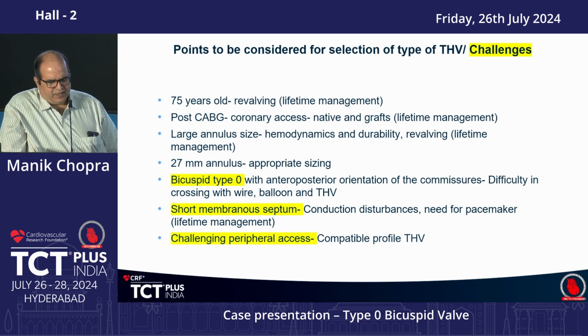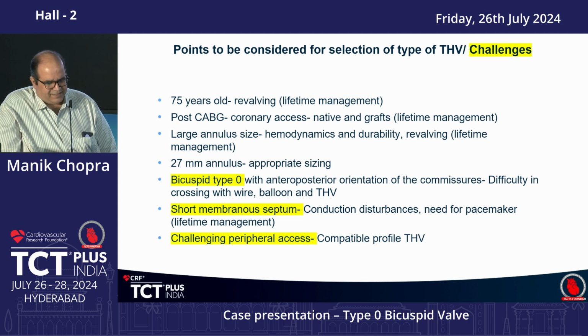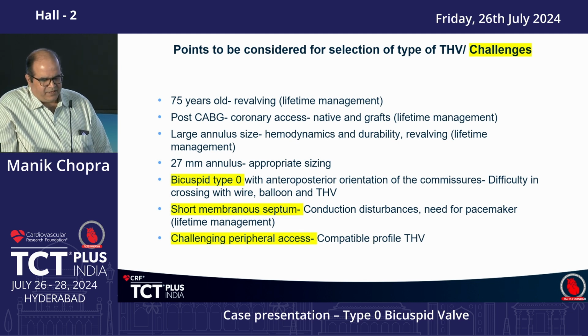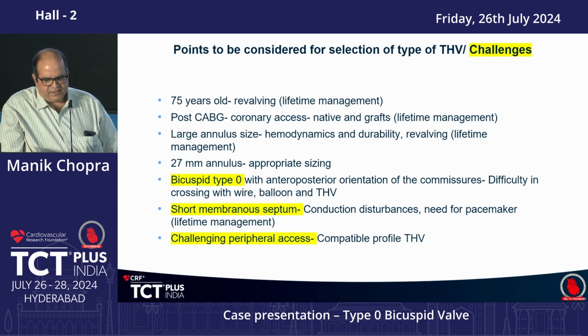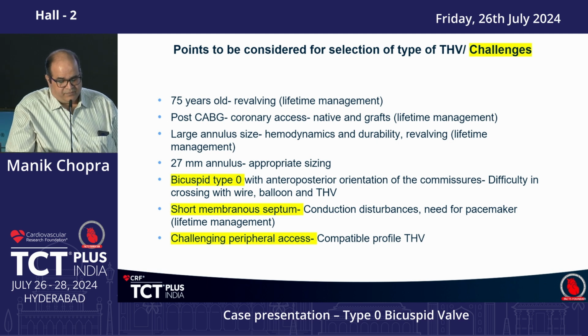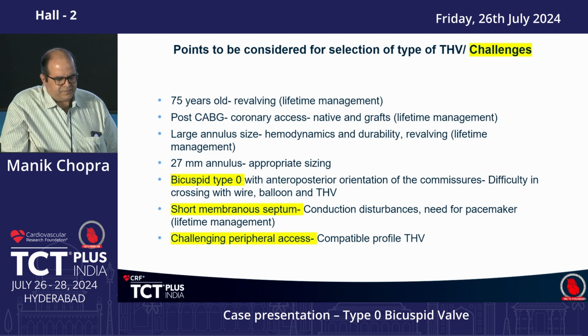Post-CABG, we know that coronaries are all grafted and it should be good with any of the valves, but by chance if disease happens in the graft, then we should know that the native might need to be interrogated later on. It's a large annulus, so hemodynamics and durability should not be much of a challenge. And of course, durability is directly related to PPM, which is directly related to valve degeneration and the risk of revalving.